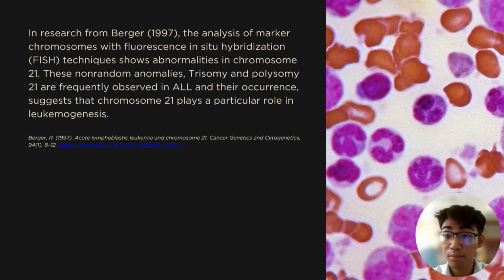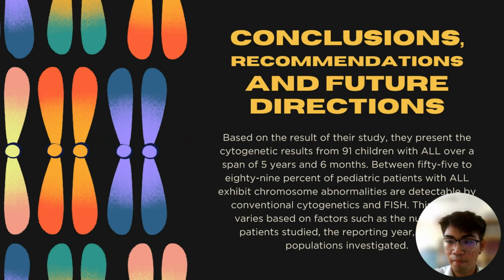As mentioned in the previous slide, the abnormalities of chromosome 21 are commonly found in their study about acute lymphoblastic leukemia. And I further researched about this and I found an article from Berger in the year 1997 from the same analysis using the FISH technique. Abnormalities in chromosome 21 are also observed in ALL, and their occurrence suggests that chromosome 21 plays a particular role in leukemogenesis. And that is all from the results and discussion.